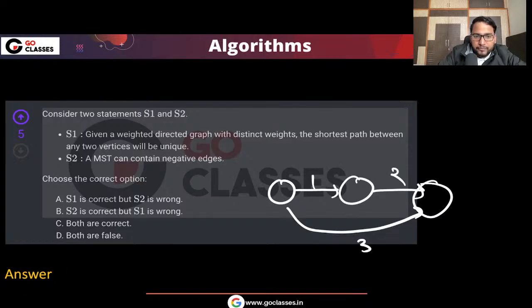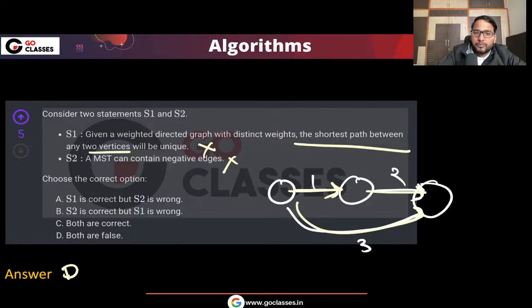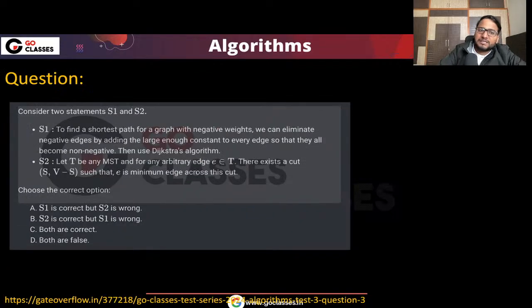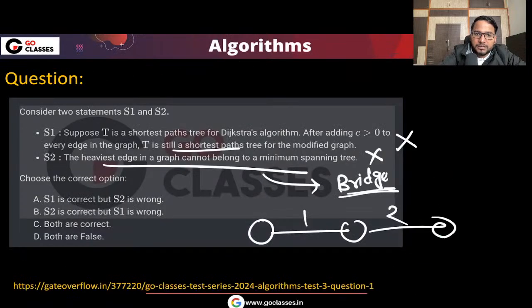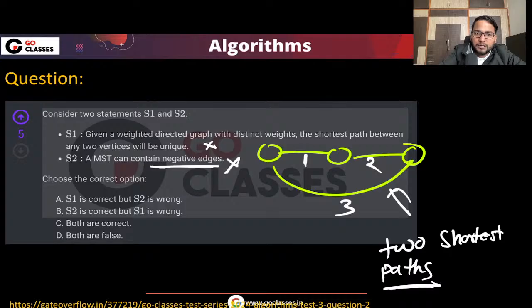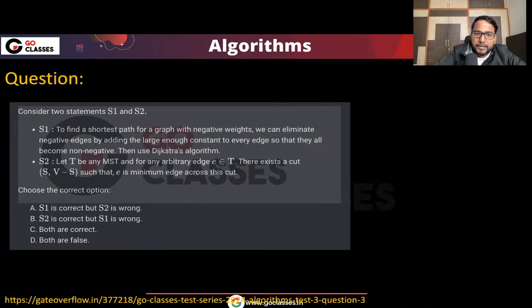So that's why this is also false, because the shortest path here between two vertices is not unique. The shortest path between two vertices will be unique. No, it need not be, right? So that's why this is false, this is also false. Okay. Let's see this. So we have lost the count of the question numbers, but that's fine. 15, this is 16, this is 17, and now this is question number 18.